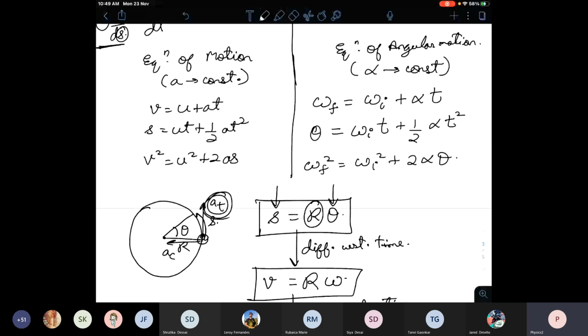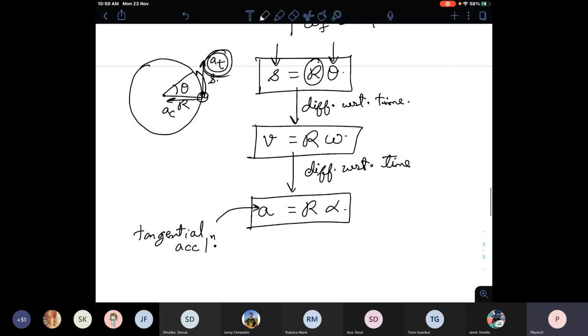That is the term which can be used in linear motion. Centripetal is the thing which creates circular motion, so that cannot be used in linear. You can remember it like this, or if you're not getting the idea behind it, let it be. Just remember that this is a tangential. a tangential is equal to R alpha. That's it. So these are the links.